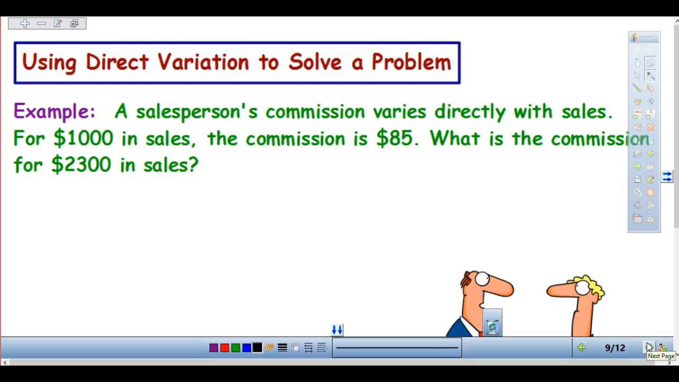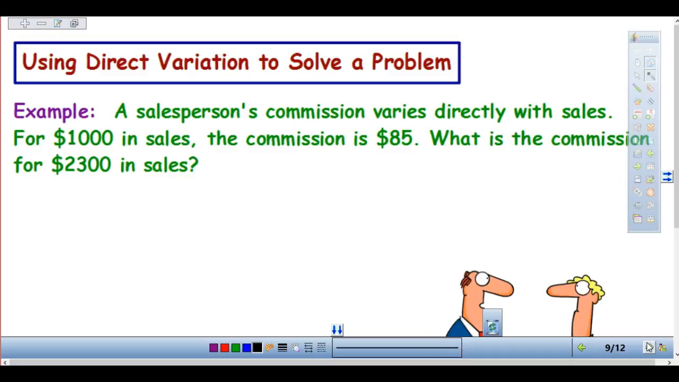So, here we go. We have a salesperson whose commission varies directly. Okay, so it's directly again. For every $1,000 in sales, the commission is $85. What is the commission if they sell $2,300 in sales? Okay, so one month they're a little bit higher. How much are they going to make?